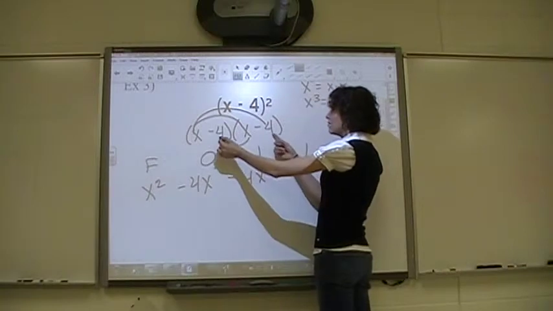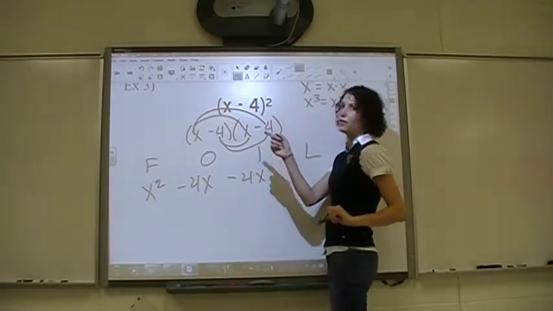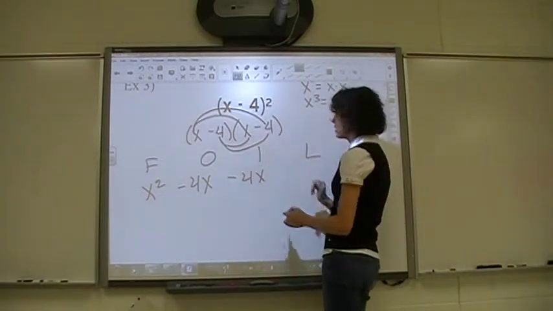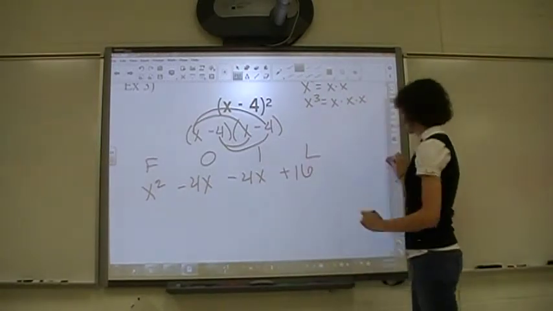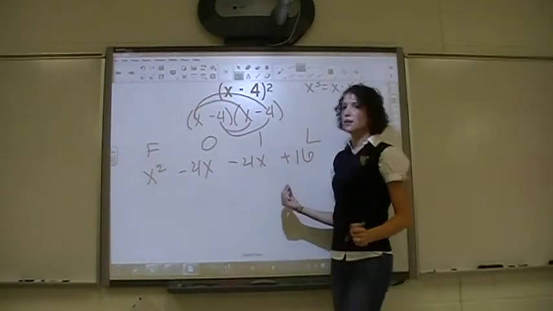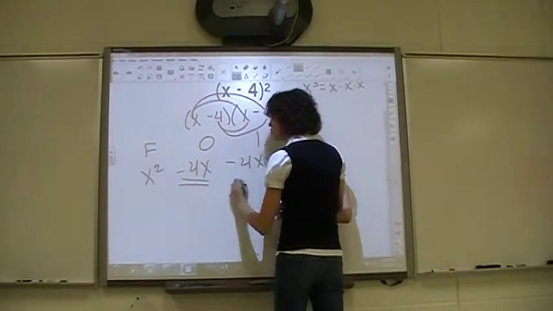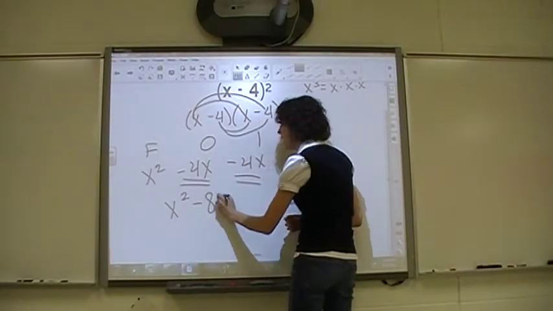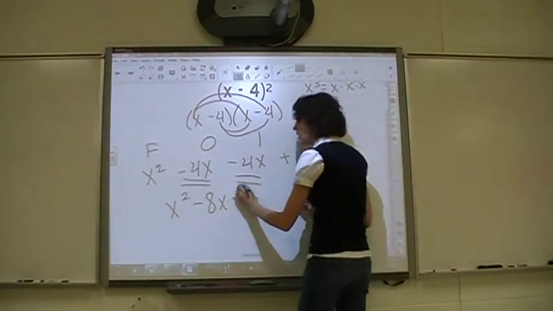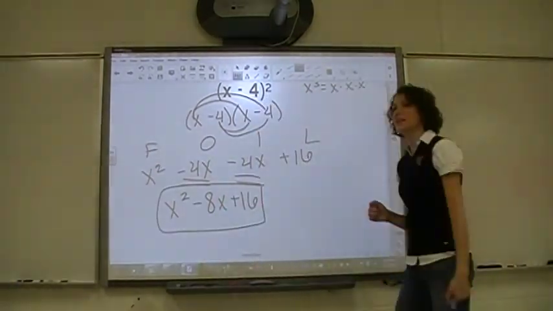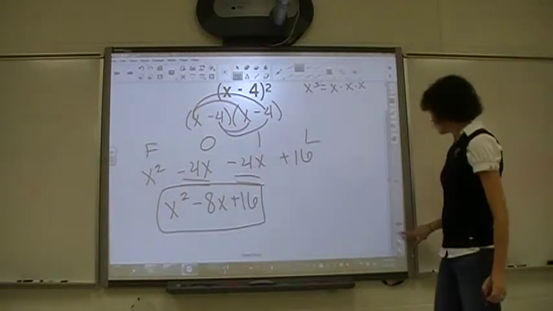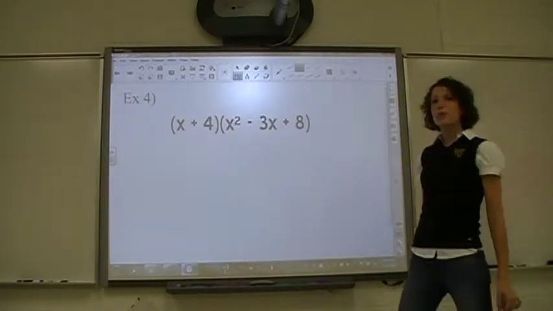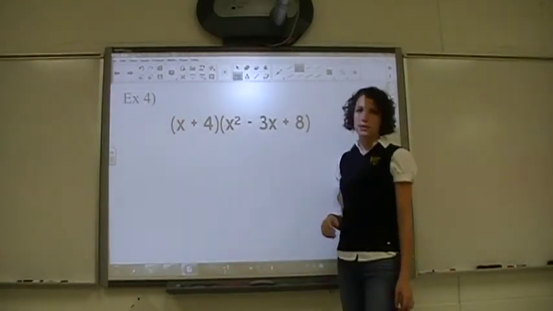Now my last, I have negative 4 times negative 4. Be careful of those negative signs. Negative 4 times negative 4 gives me a positive 16. Then from there, combine your like terms, which again are the two middle ones. So you have x squared minus 8x plus 16, which there is my final answer. All right, I've got one more example for you, and it's going to look a little bit different than the ones that we were doing before.